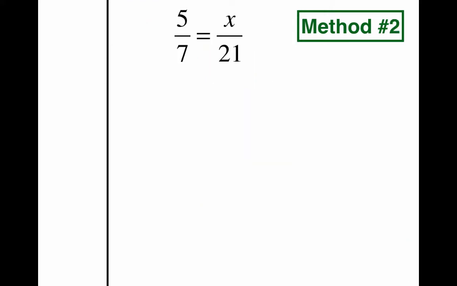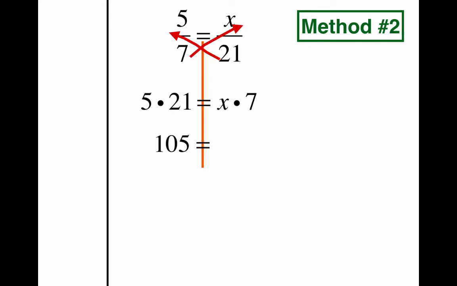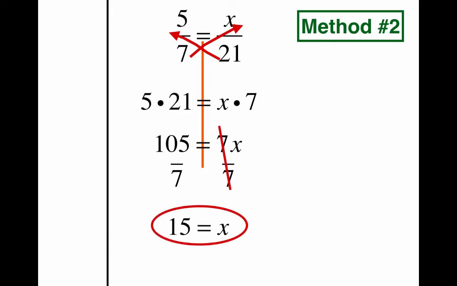So let's look at method number 2. Method number 2 is called cross multiply. It's where you take the line down the middle and you get rid of both fractions at the same time by multiplying both denominators across. That means you're going to do 21 times 5, and you're going to do x times 7. Now 5 times 21 is 105, and x times 7 is 7x. But you still have to divide the 7 back away from that problem to get the x all by itself. So you're going to end up with x equals 15. Same exact answer, second strategy.